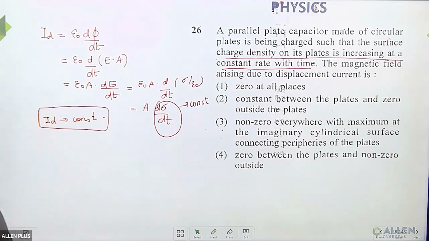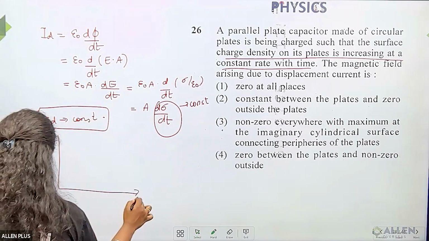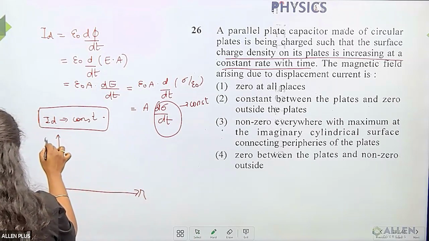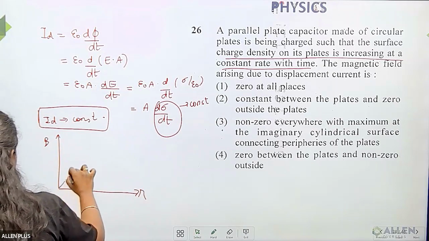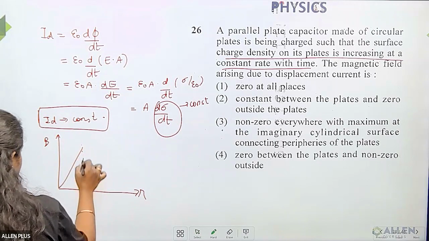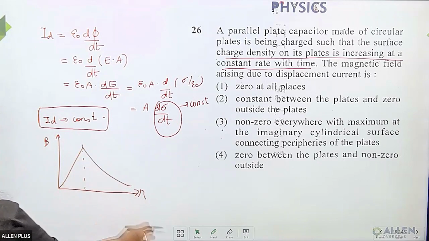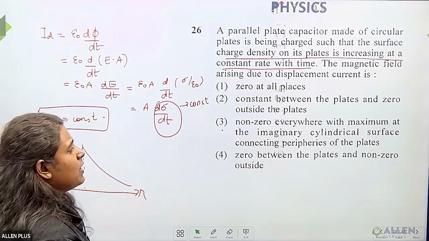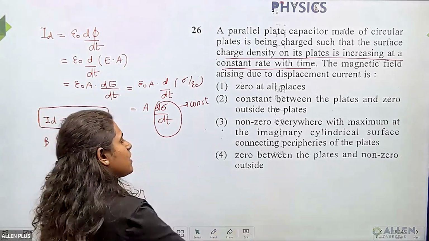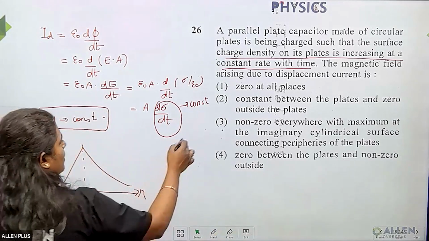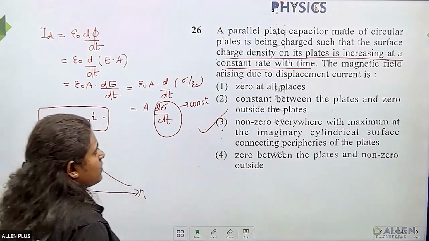The wire behaves like a cylindrical surface, and the magnetic field will be with respect to that particular distance r. By application of Ampere's circuital law, which we have seen, the magnetic field variation will be something like this. It will be non-zero everywhere with maximum at the imaginary cylindrical surface connecting the peripheries of the plates. Option 3 is the correct answer for this question.